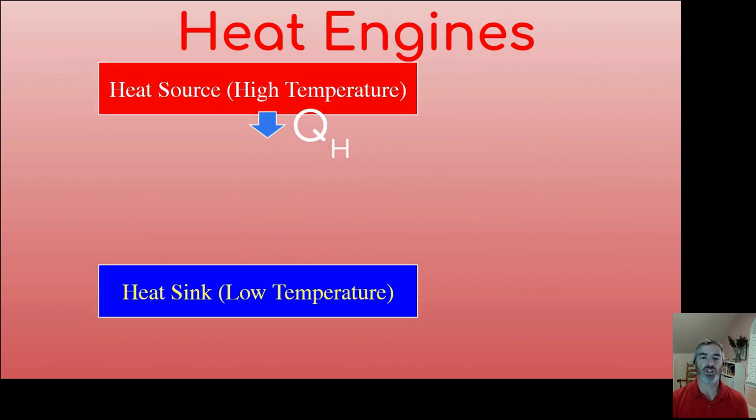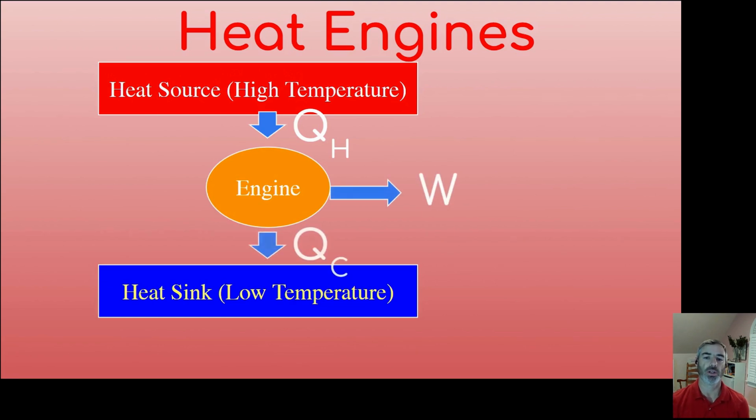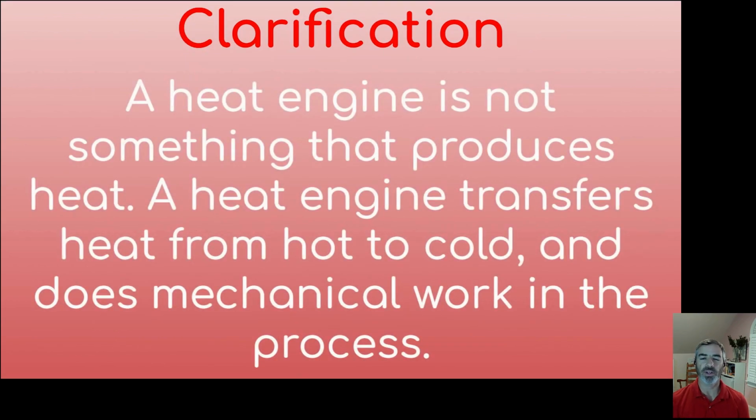Now, if we put an engine in between, then what happens is the heat flows into that engine. It takes mechanical work out, and then the waste heat is transferred to the low temperature. So this is the process of transferring energy and using mechanical work. So QH equals QC plus W. So clarification, a heat engine is not something that produces heat. It uses heat to transfer from hot to cold and produces mechanical work in the process.